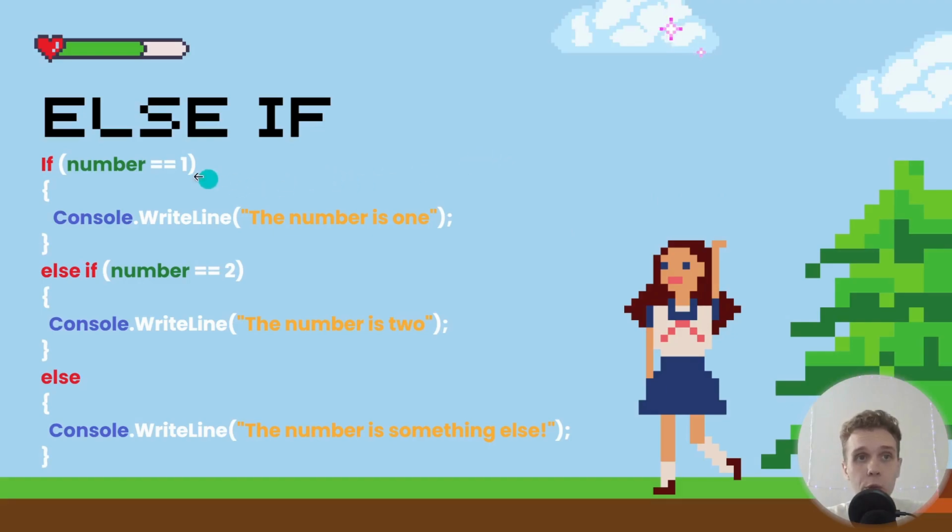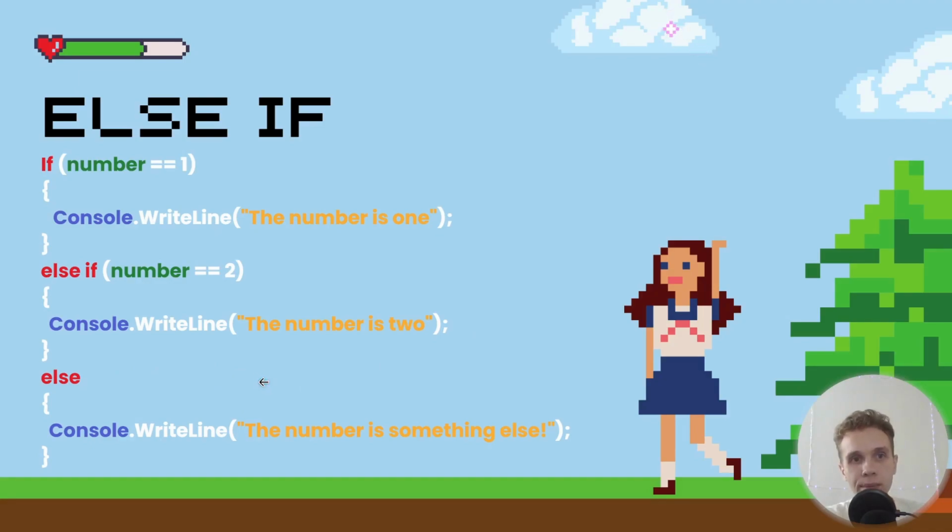And in this case, we have the else if expression. That basically means not any other case, but some other particular case. So we can say if number equals 1, then we output the number is 1. Else if number is 2, then we will output the number is 2. And then else, so any other case, we will say the number is something else.